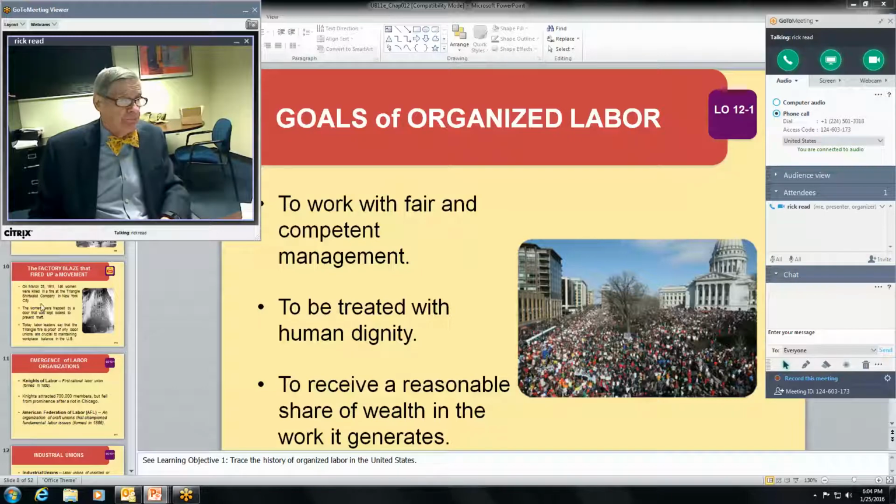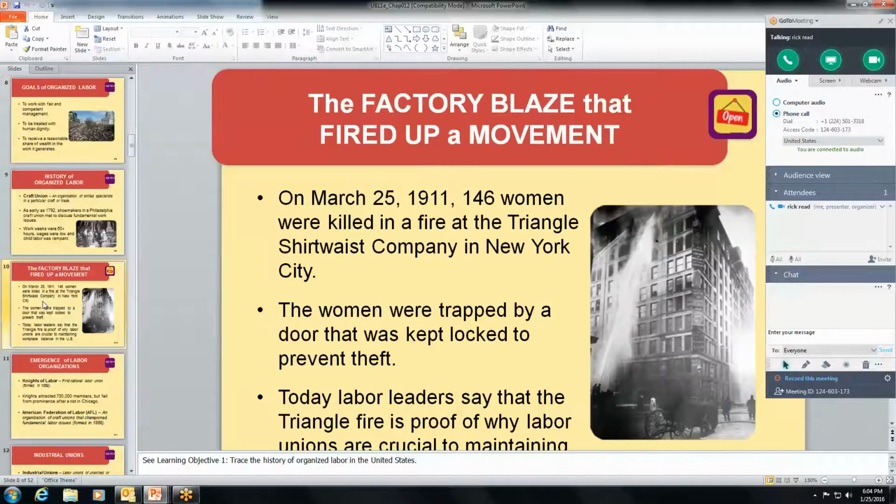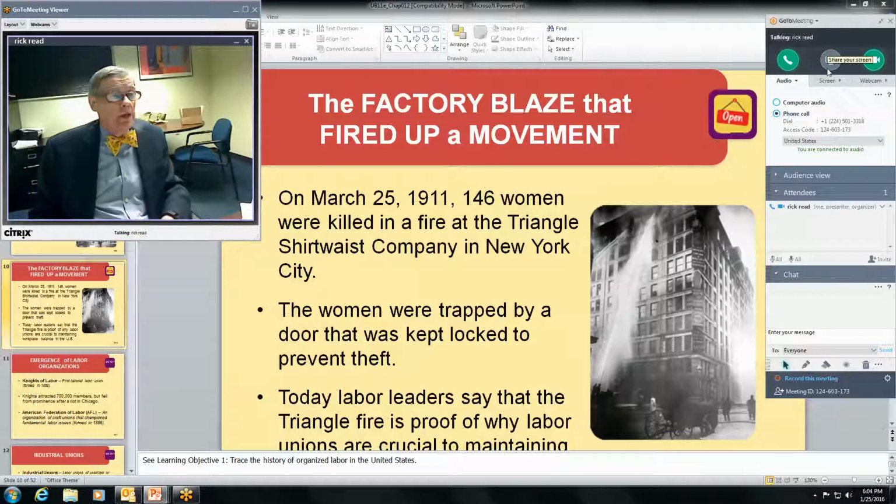Here's why we have labor unions. The Triangle Shirtwaist Company in New York, where 146 women were killed in a fire because they couldn't get out the door. This happened not too long ago in a chicken factory in the southeast part of the United States, where people couldn't get out the door. We have to be careful about those types of things.